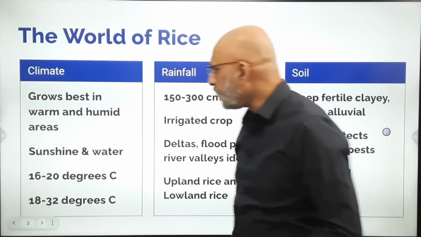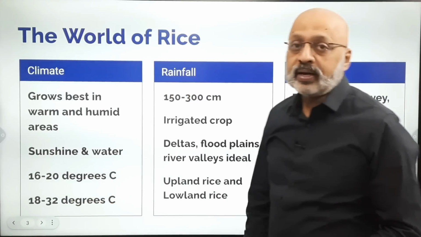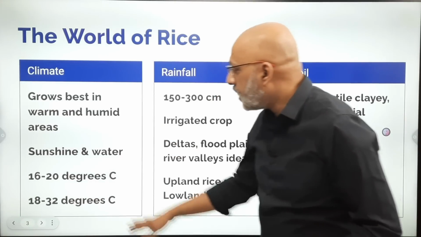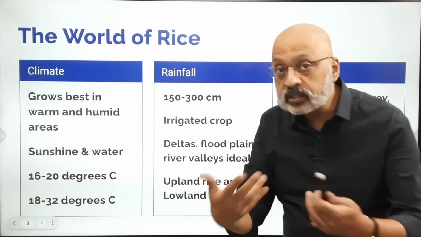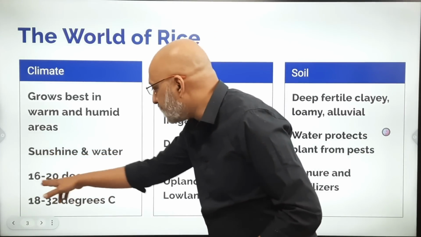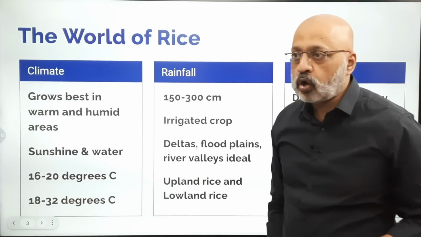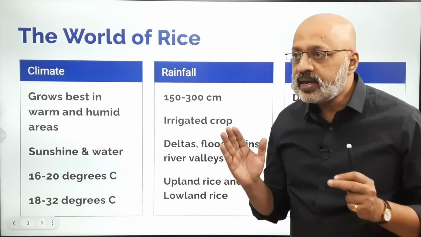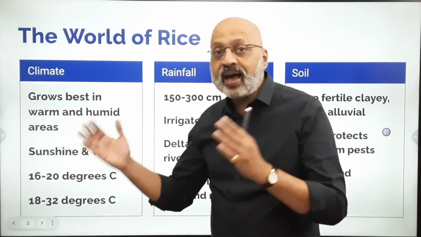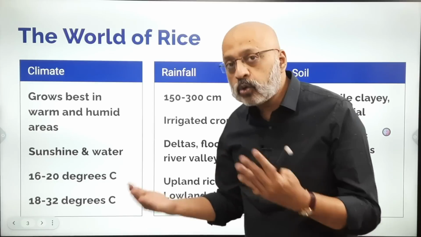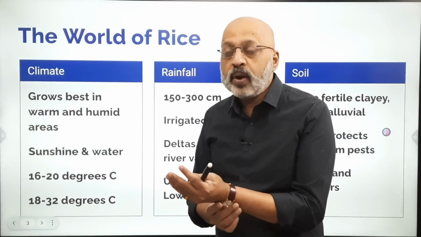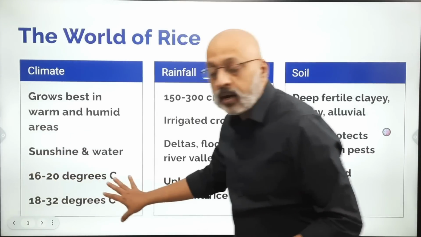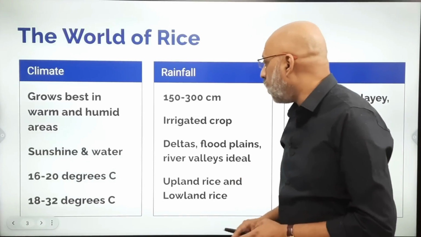Now, what is the kind of climate that you need? It grows best in warm and humid areas. It needs a lot of sunshine, but it also needs a lot of water. This is the temperature range that we are talking about. Now, what is the temperature range? 16 to 20 degrees centigrade is the mean temperature during flowering and fertilization, and 18 to 32 degrees centigrade when it is at the ripening stage. So those are the temperature bands that you need to be aware of.